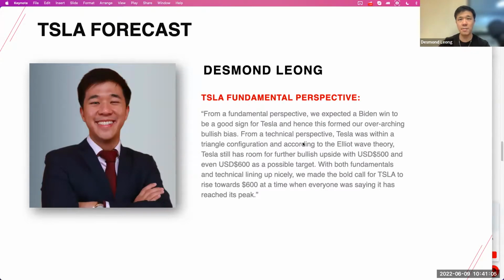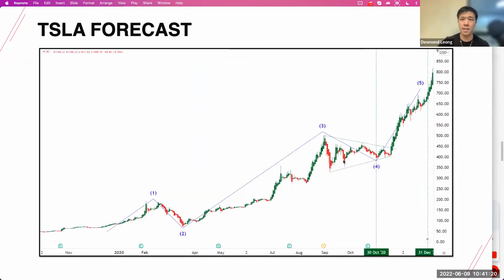From a technical perspective, Tesla was within a triangle configuration in Elliott wave theory. We expect prices to go up. With both fundamentals and technicals lining up, we made the bull call for Tesla to rise up to 600, at a time when everyone was saying it had reached its peak. What has happened since then? This was when we called the move and it went all the way up. That's how you use fundamentals along with technicals when it comes to trading.